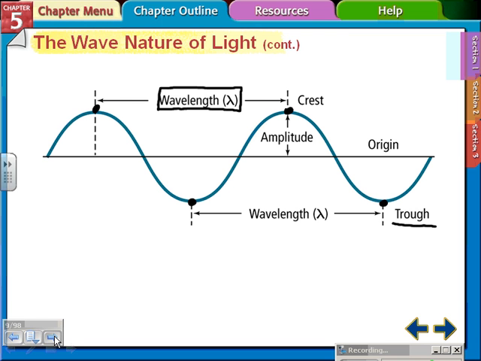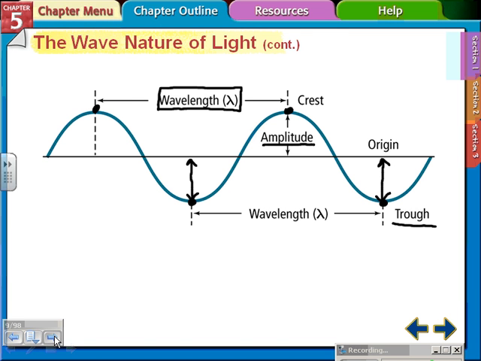And then the amplitude, this is the height of the wave. So we see the amplitude right here. It shows us how high the wave is. And we could draw amplitude over here, and we can draw amplitude over here as well.